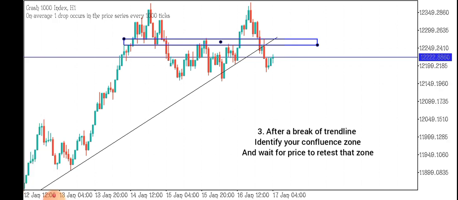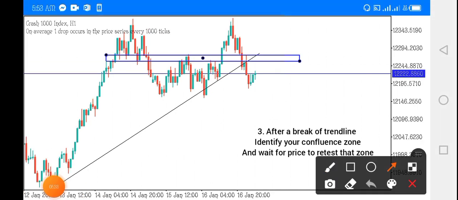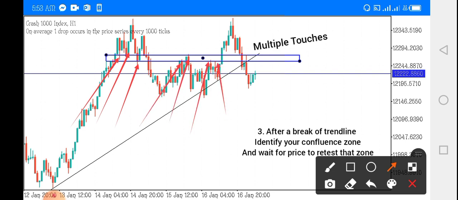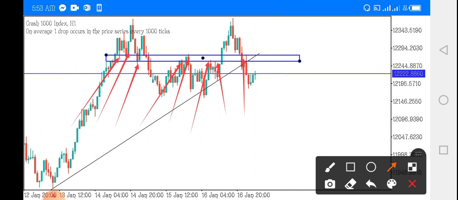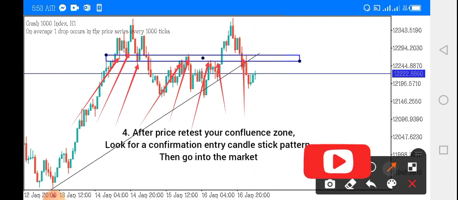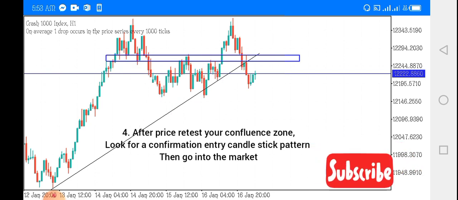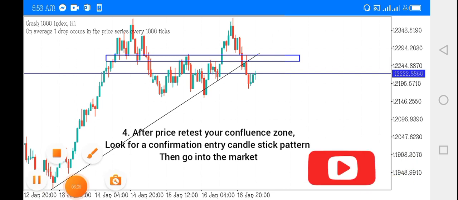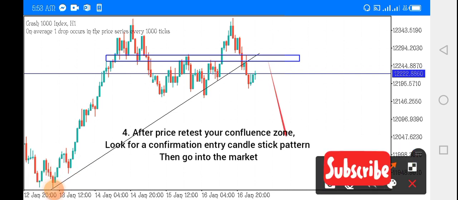You see, we have multiple touches. We have almost like 3 on this side, like 2 here, like 2 again here. Even this place. So you see that it has been tested multiple times. It is a verified zone, guys. So now wait for the market to get to that zone. Once the market gets to this rectangle over here, then we'll be looking for an opportunity to go in for a sell.